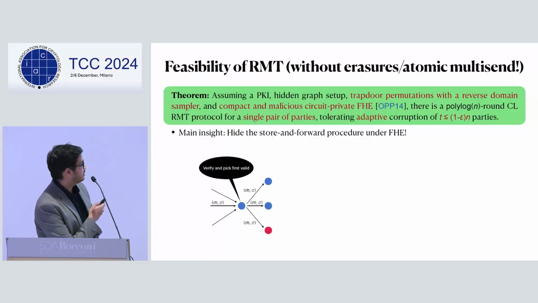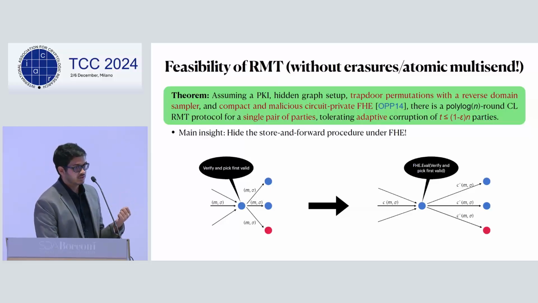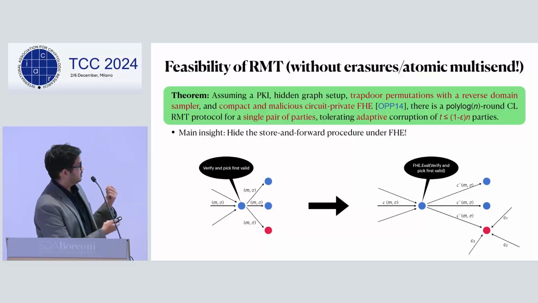So earlier, where we had each node checking the signature and then picking a valid pair and forwarding it, we now do it all under FHE. So the relayer gets a ciphertext with the message, and it runs the evaluation algorithm on the verification and selection circuit. And this is the ciphertext that is then forwarded.